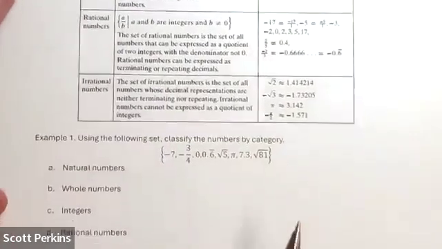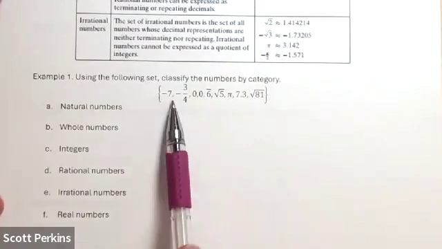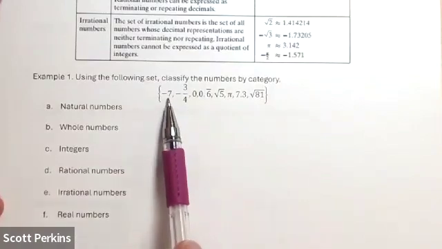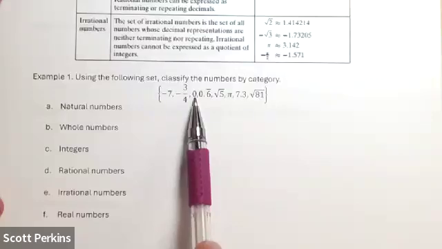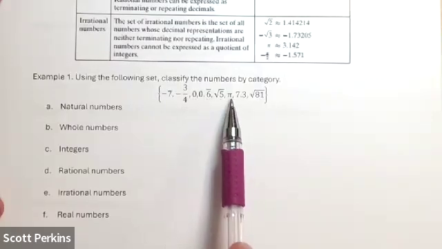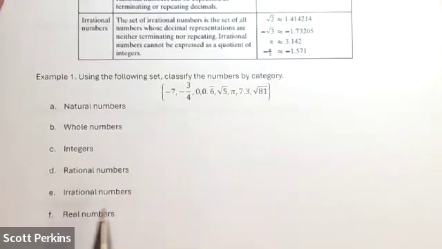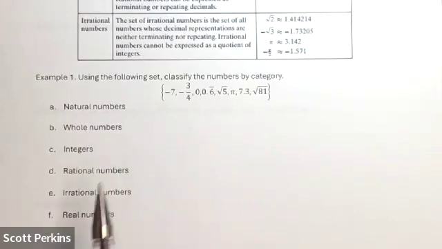So what we're going to do first is we're just going to get used to the different classifications. And here is a set of a few numbers. I've got -7, -3/4, I've got 0, I've got 0.6 repeating, square root of 5, I've got pi, I've got 7.3, I've got the square root of 81. And we're just going to see what the different numbers are. It's just an exercise on familiarity with the different number sets.